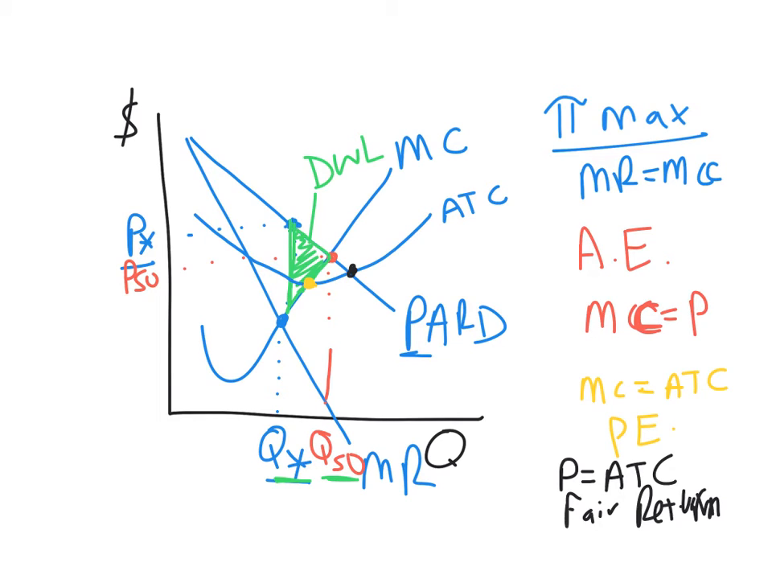The last point I want to make here, the other intersection kind of point. First off, like MC equals ATC, or this point won't matter at all. So it doesn't matter where ATC hits the MR curve. That's not going to matter. The MR equals 0. That is where the firm is going to maximize revenue, so revenue maximizing.